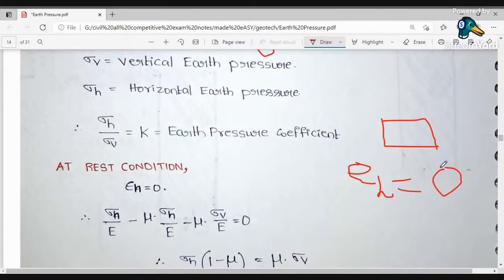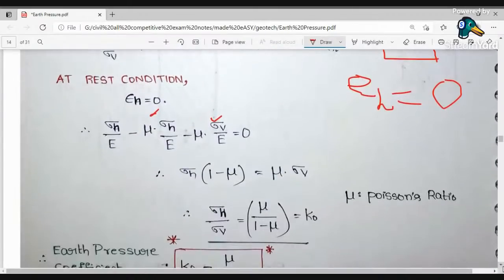And from engineering mechanics, we know the strain value is related to the stress and the elastic modulus of the soil. So from that we can write sigma H by E minus mu sigma V by E. Okay, so this is the strain in H direction or horizontal direction, and this is the strain in vertical direction. After equating this, we can get sigma H by sigma V as mu by 1 minus mu equal to K naught, right? Where mu is Poisson's ratio.